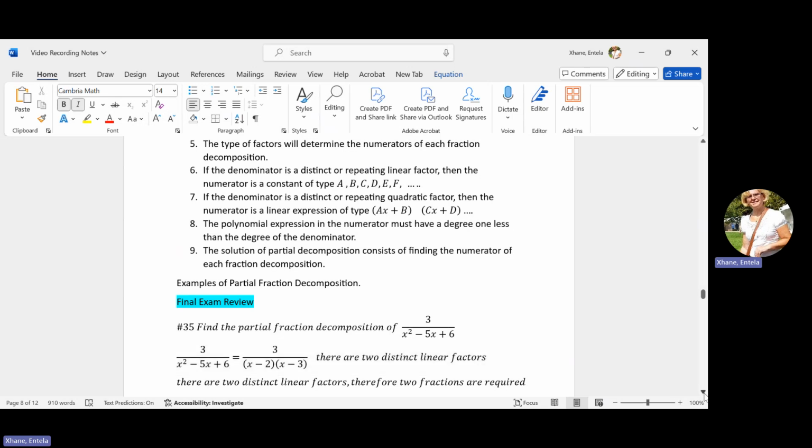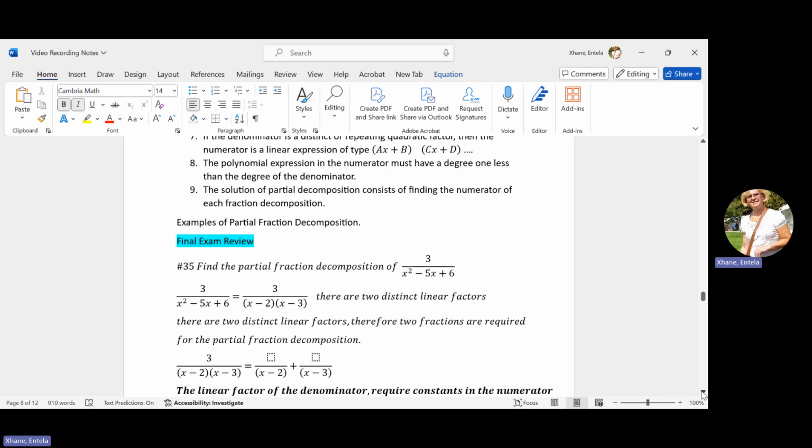Now, I notice in the denominator, there are two factors. Both are not the same. One is x minus 2, the other one is x minus 3. That's why I call them distinct linear factors. Distinct means they're different. Linear means x is of power 1, okay? So there are two distinct linear factors in the denominator.